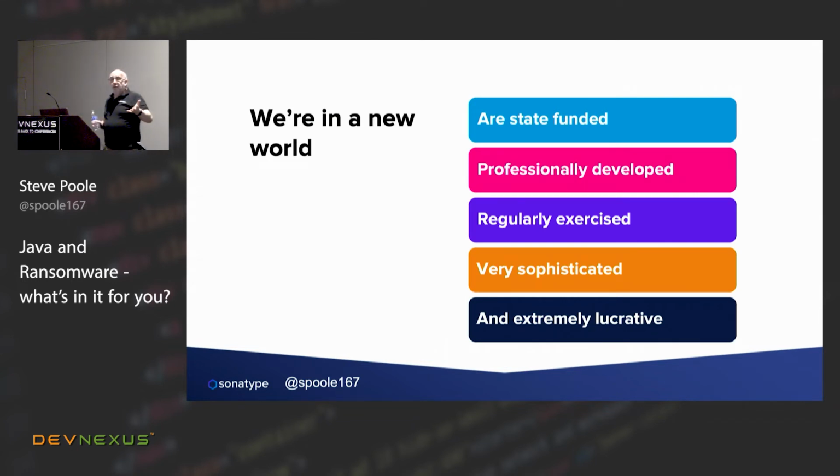So we're in this new world. The world that you woke up to before COVID, maybe the year before that, has pretty much evaporated. We now have state-funded groups, not necessarily government groups, but at least funded by the government. Very clearly skilled people. The chances are there's a couple of people at the conference who are maybe involved in this stuff because, well, they've got to get the skills, right? It is regularly exercised because it's got to work, and it's so lucrative that, of course, you want to make sure it works. And it is incredibly sophisticated.